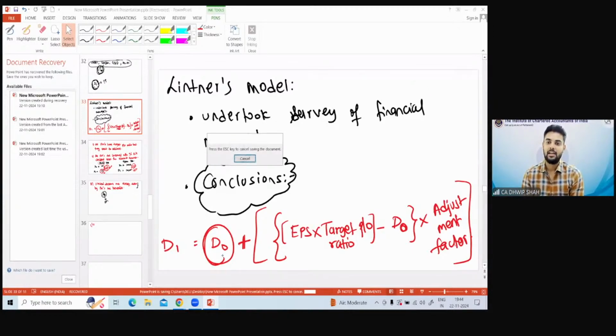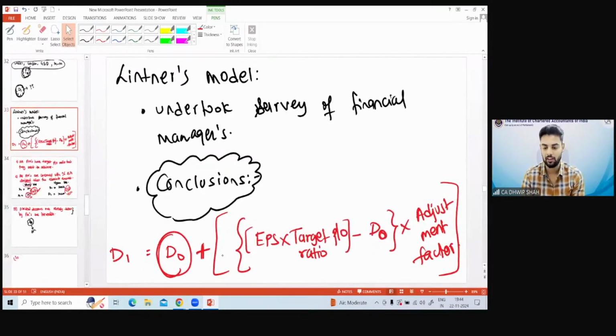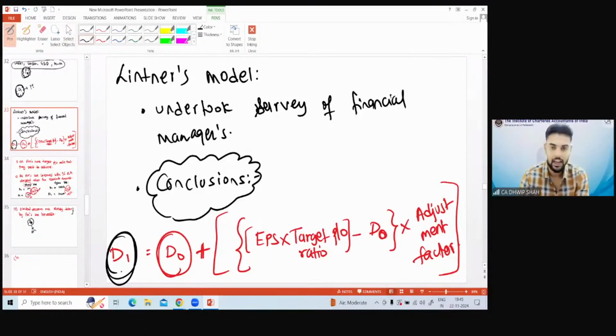Okay? Lintner model, as far as examination is concerned, you will get all the variables of this formula in the question. You just need to simply substitute the values and calculate the amount of D1. The core content of Lintner is that Lintner has given formula for D1 and not for price. All the other scholars, all the other finance researchers have given formula to calculate the price, but Lintner has given formula to calculate the dividend.